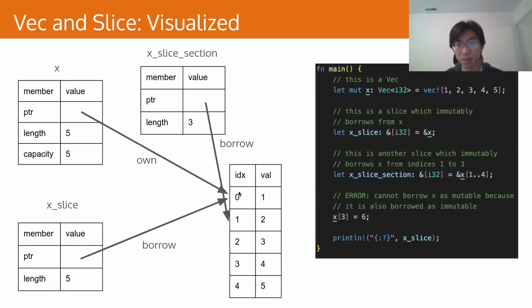So x slice would be able to access this whole section of memory. In contrast, x slice section, since we're only borrowing indices from 1 to 3, we store that it has length 3, and instead of having it point starting at index 0, it points starting at index 1, and it knows it can borrow 3 elements starting from 1, so it can borrow this one, this one, this one. But under the hood, all 3 variables are pointing to the same memory living in the heap.